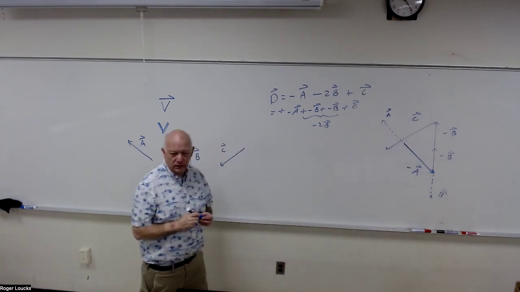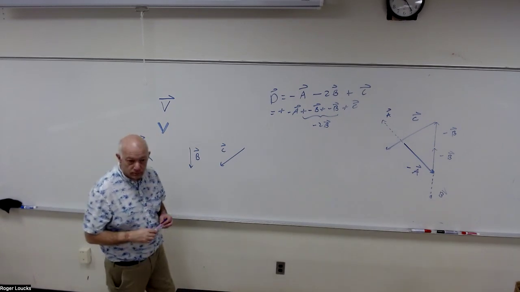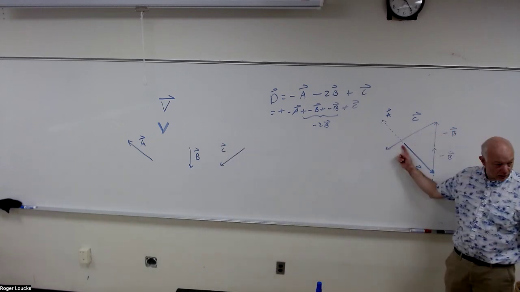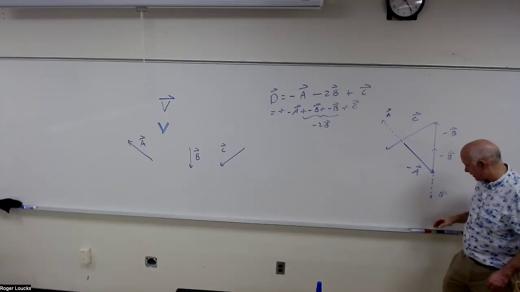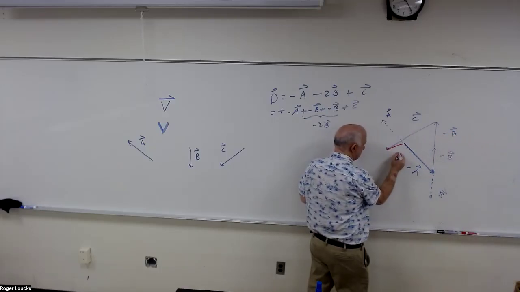So where's my vector D? It looks stupid, but it's correct. I start at the tail of the first vector, and I go to the head of the last. So this is actually my vector D here like this.